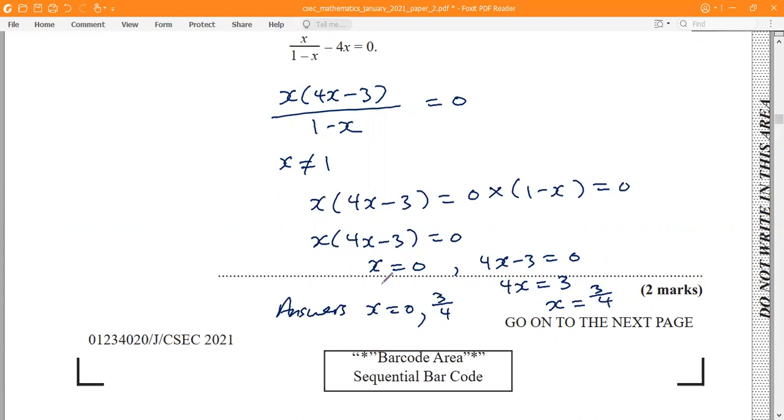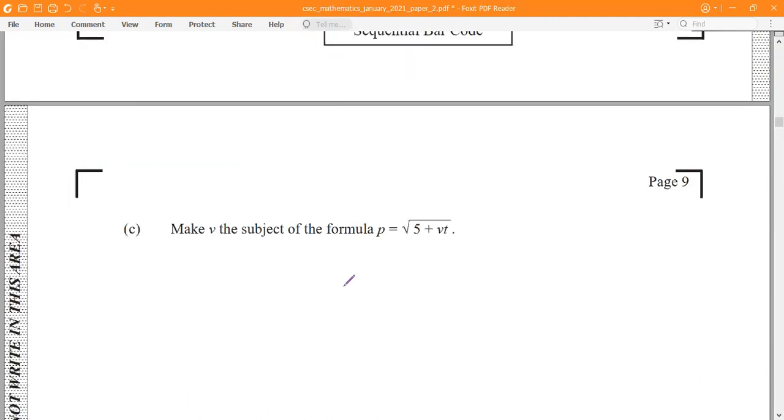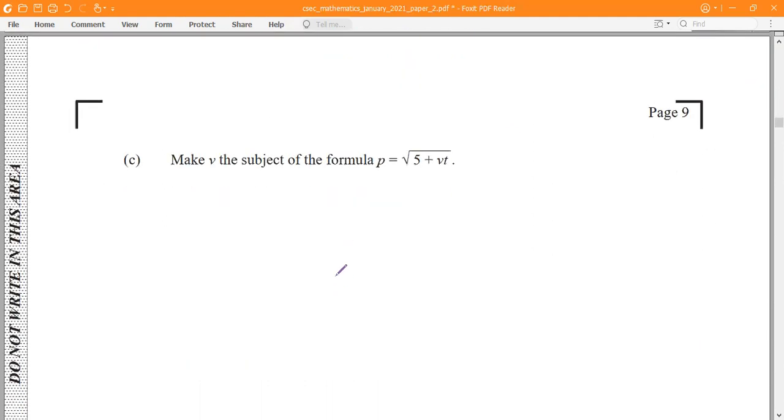Okay, let's move on to part C, making v the subject of the formula here. So we have p is equal to the square root of (5 plus vt). We square both sides, so we get p squared is equal to 5 plus vt. Afterwards, we subtract 5 from both sides.